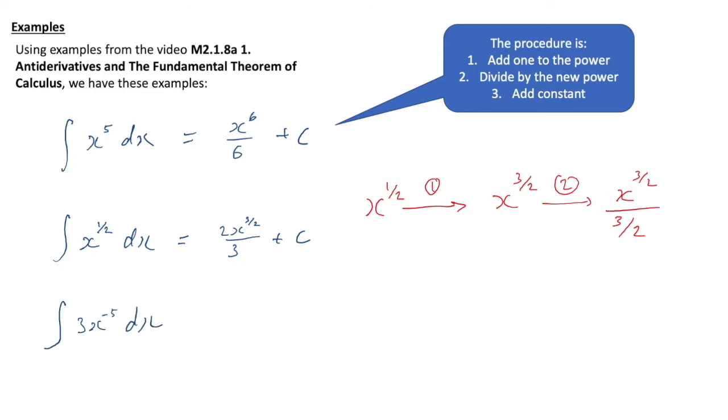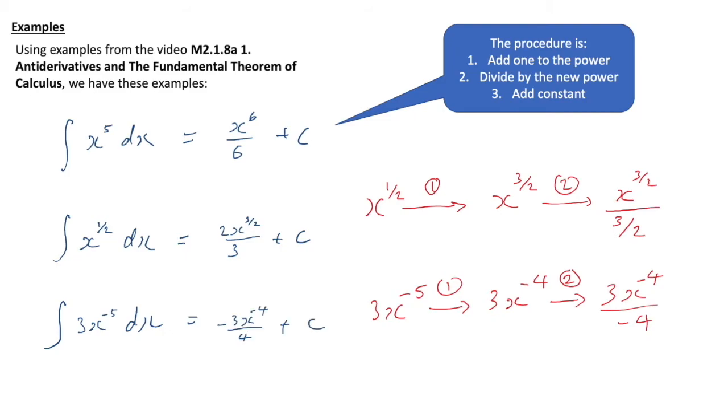For the integral of 3x to the power of minus 5, we start with 3x to the minus 5, we add 1 to the power, so that's 3x to the minus 4, and then we divide by the new power. So that's 3x to the minus 4 over minus 4, and that becomes minus 3/4 of x to the minus 4, and again there's our plus c.